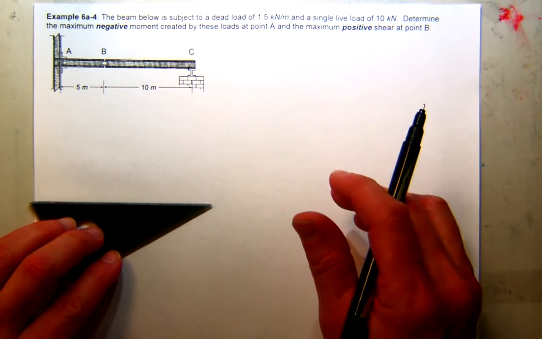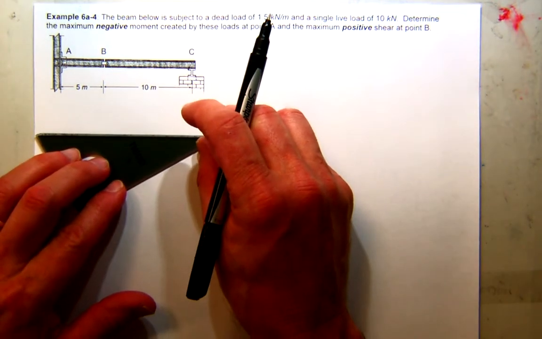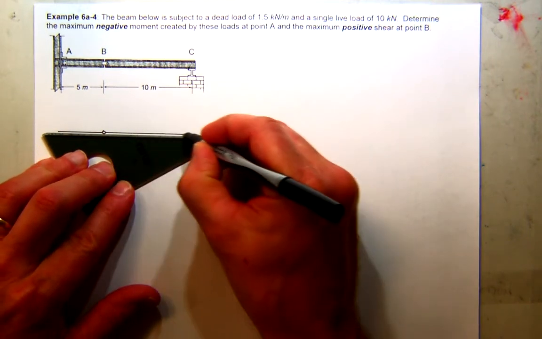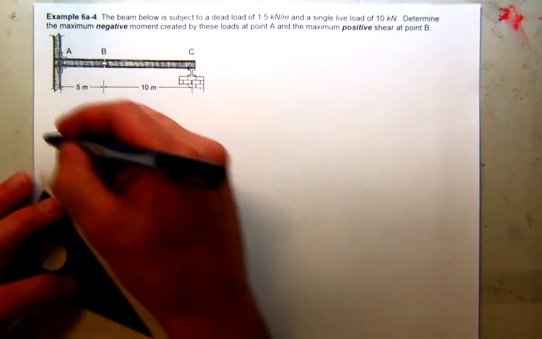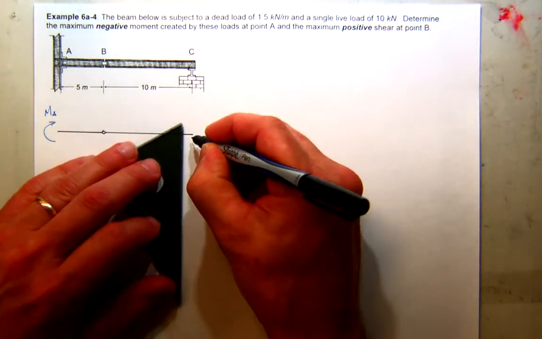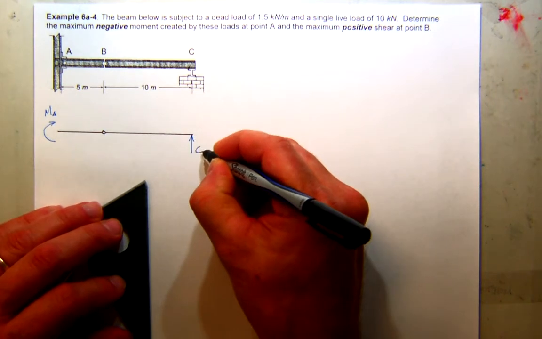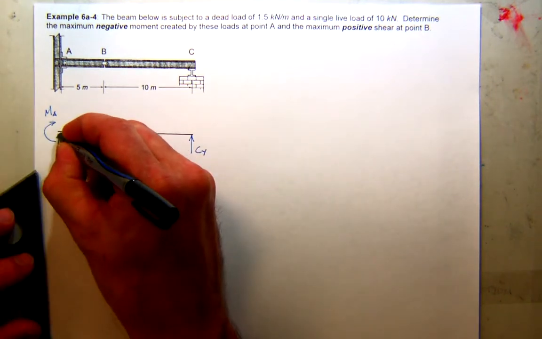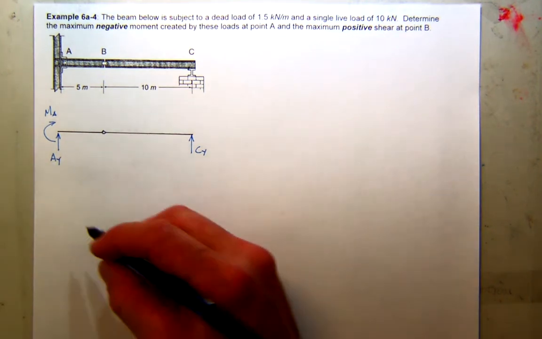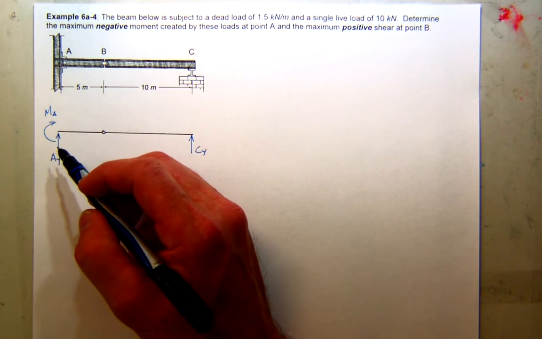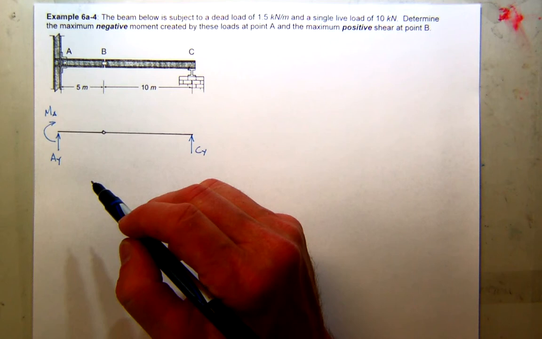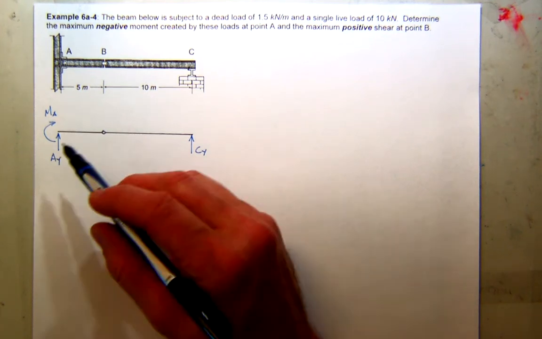Well, let's begin by examining the structure. So I'll draw a free body diagram, and we'll see what we've got. I'm curious about the bending moment at A, and then I have a reaction over here at C, and I also have a reaction here at A. Now the problem is I have three unknowns, and I really only have two equations. Summing forces in the x direction gives me nothing. So this is really kind of indeterminate in this form.